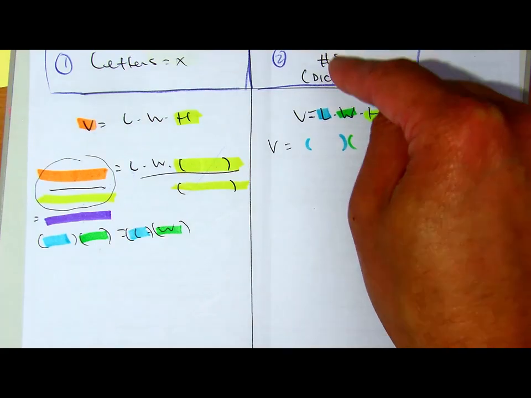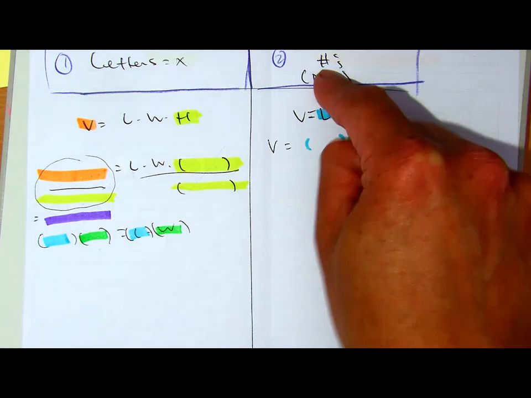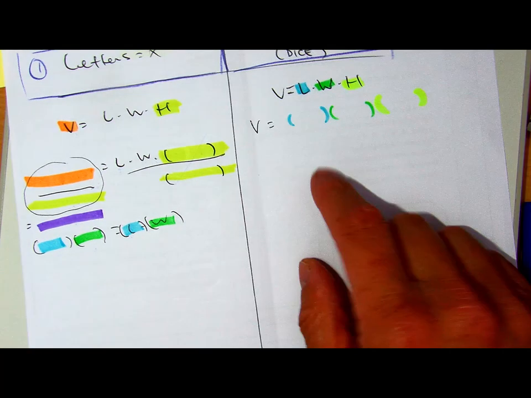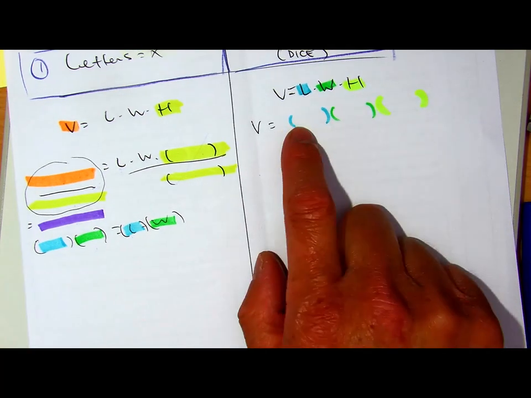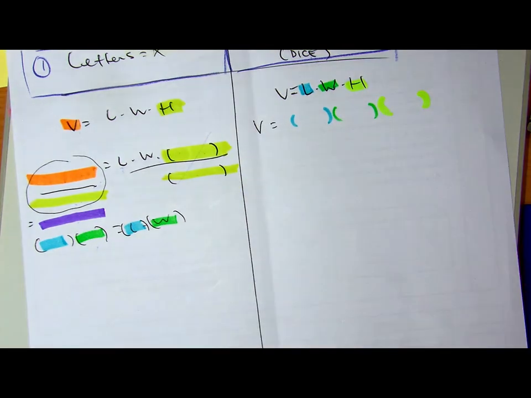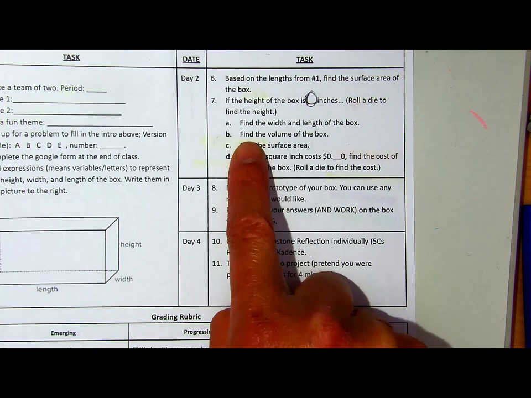Dice. Your x is what number you rolled. So, if I find a dice, anyone see a dice over there? On your desk, someone? Anyways, whatever your dice roll is, maybe you roll it and it's a 5, then you put in for every x value of 5. That'll help you find the volume. Okay? So, that's how you find the volume.